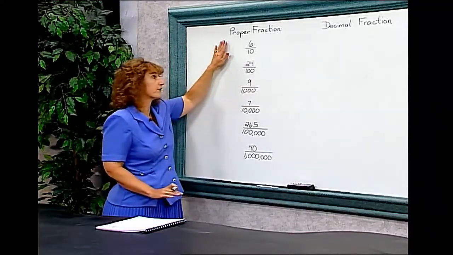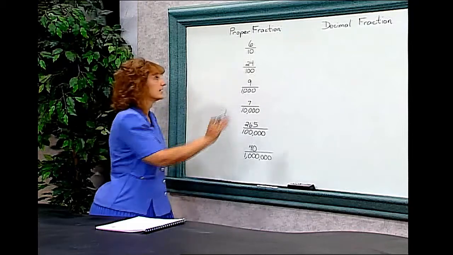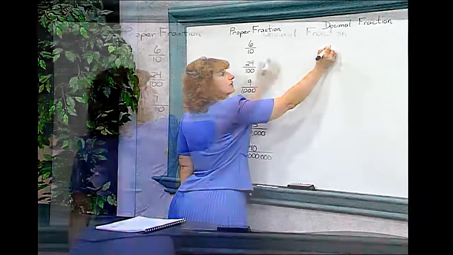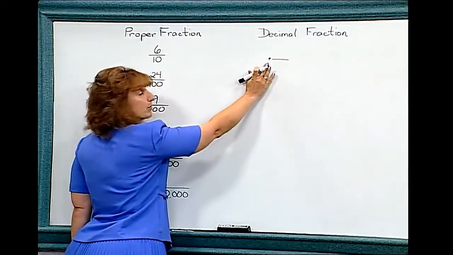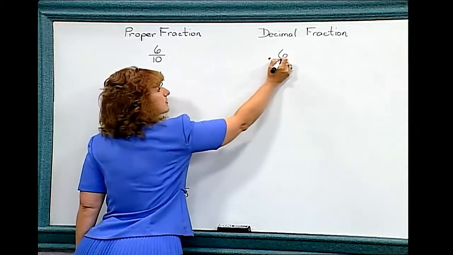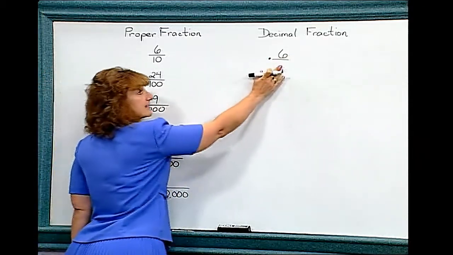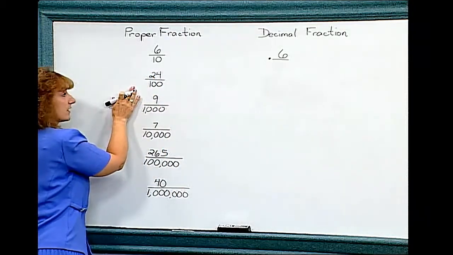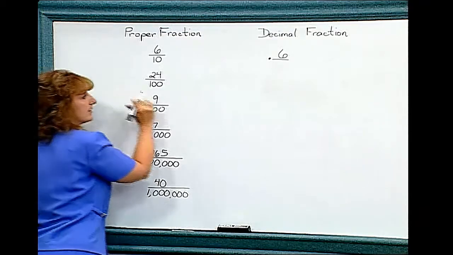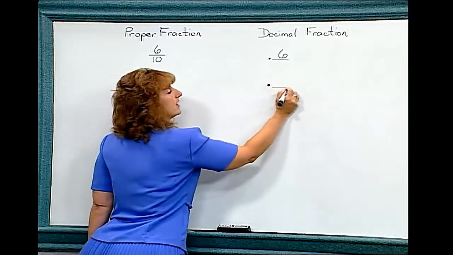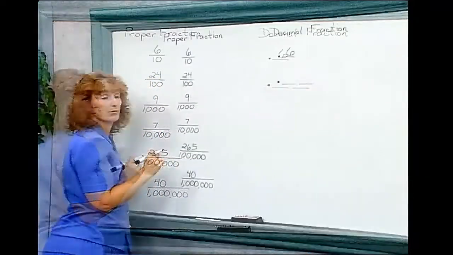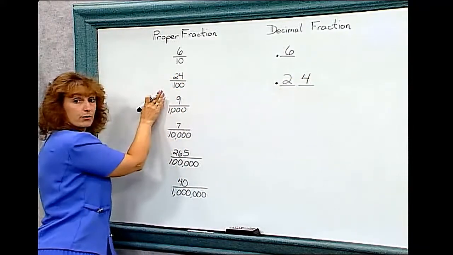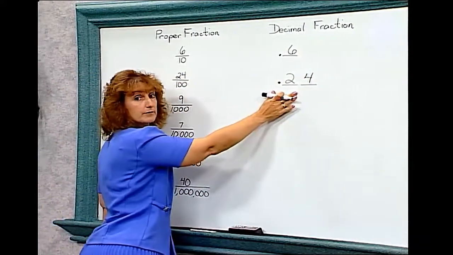If we're looking at the proper fraction 6/10ths, since 10 has 1 zero in the denominator, we know our decimal has to have one place after the decimal point, and that is where our 6 would go. 6/10ths as a decimal is 0.6. 24 100ths. 100 has 2 zeros in the denominator. So again, we know we need 2 decimal places after the decimal point. 24 has 2 digits, so 24 over 100 is equal to 0.24.